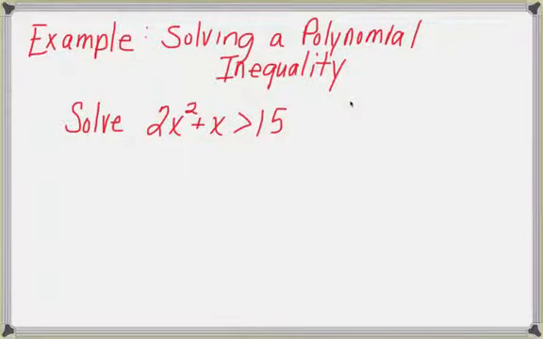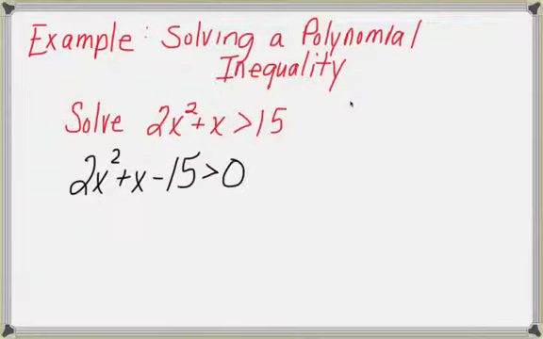Okay, so we're going to look at an example where we're solving a polynomial inequality. This example, we're going to use 2x squared plus x, which is greater than 15. So, following our procedures, our steps, the first thing that you always want to do is get your function greater than or less than 0. So we're going to do this by subtracting 15 from both sides, which gives us 2x squared plus x minus 15 greater than 0.